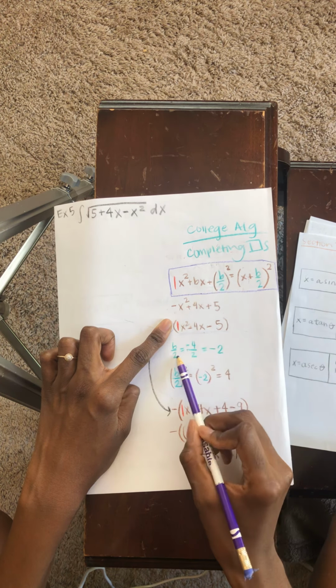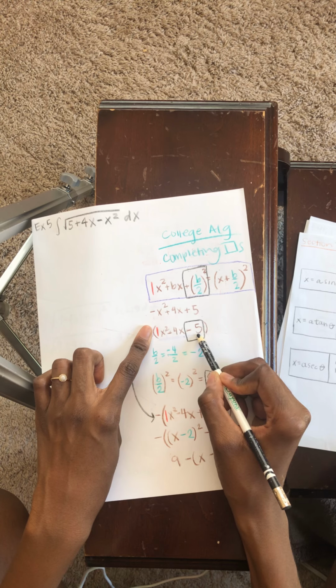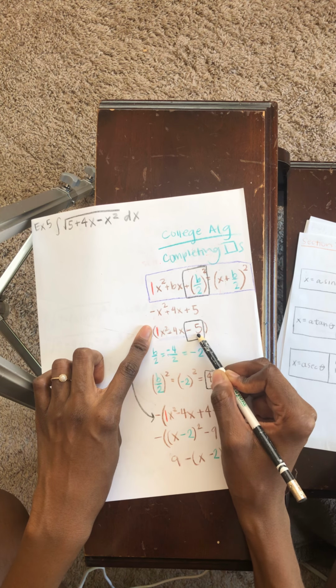So, let me see. So, this black box right here is supposed to be this, right? We figured out that b over 2 squared is 4. But it's negative 5. So we need to figure out how to change it to 4.